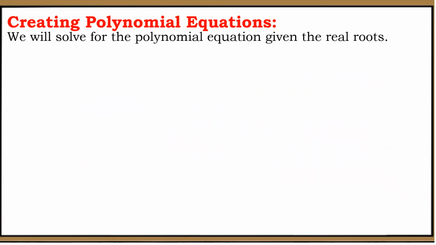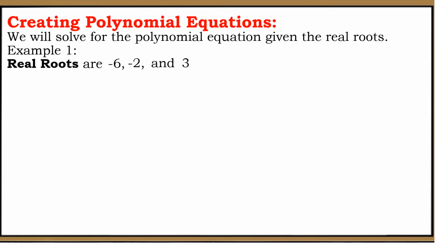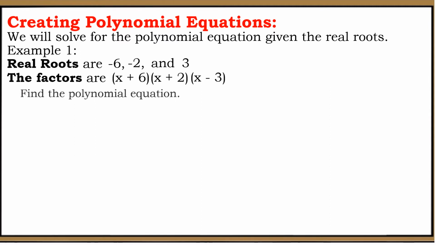Creating polynomial equations. So we will solve for the polynomial equation given the real roots. For example, the given real roots are -6, -2, and 3. So if we will write this as a factor, the factors are x plus 6, x plus 2, and x minus 3. How will you find the polynomial equation? Simply multiply x plus 6 by x plus 2 and x minus 3.